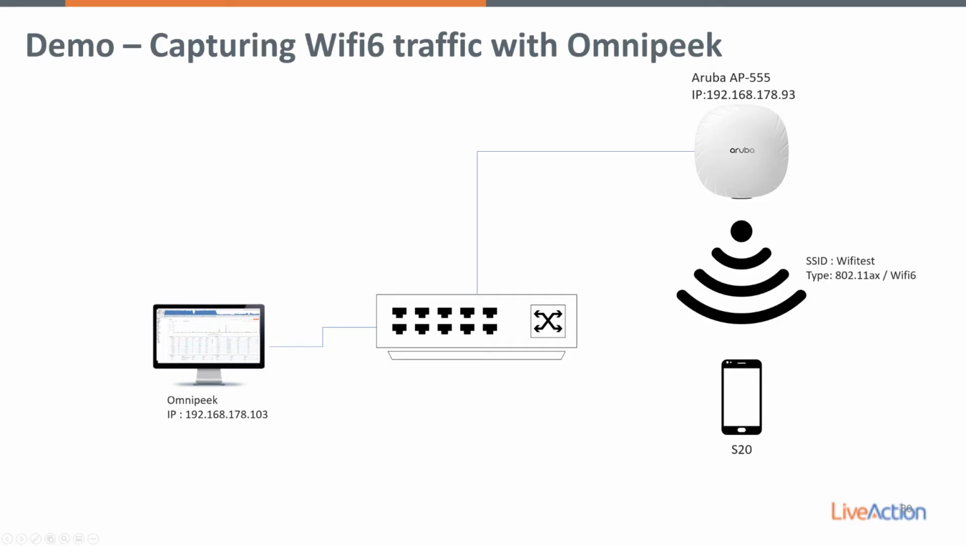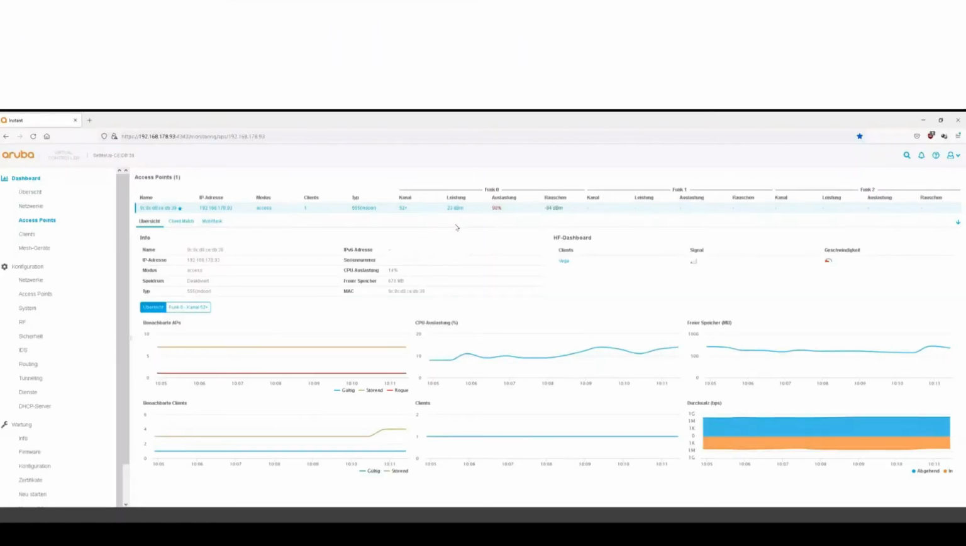This is our demo setup. We are using an Aruba AP555 to capture the Wi-Fi 6 packets, and using Omnipeek to decode and analyze them. Let's dive in. This is the Aruba virtual controller. From here you can see the type of access point we are using in this demo, which is the Aruba AP555.